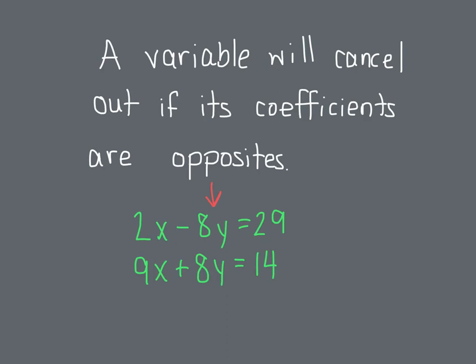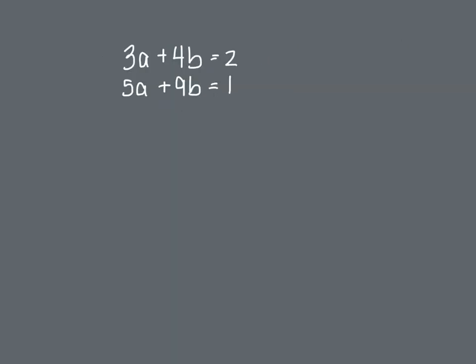when using elimination. So if we're given a system that has coefficients that are not opposites, we'll need to make some adjustments. Let's look at one last example. Notice that in this system, if I tried to combine like terms, neither the a's nor the b's would cancel out. So I'm going to need to make some adjustments. You can choose which variable you want to cancel out. Let's say that I wanted to cancel out the a's.